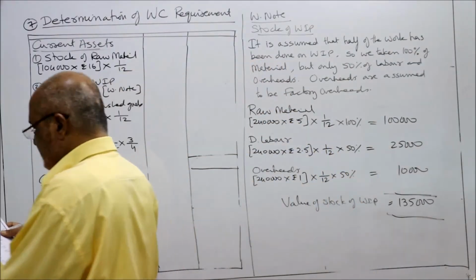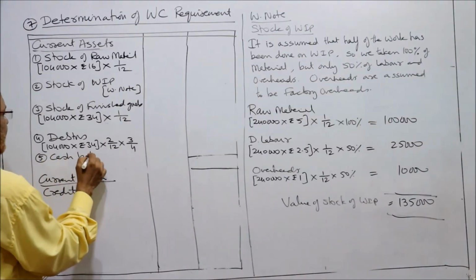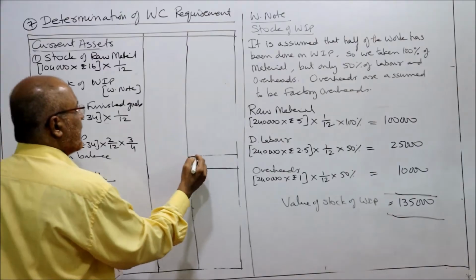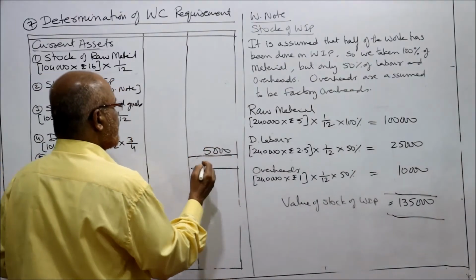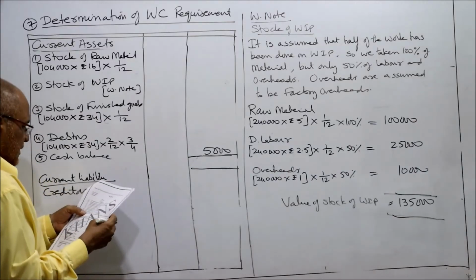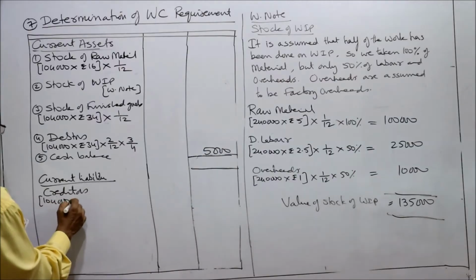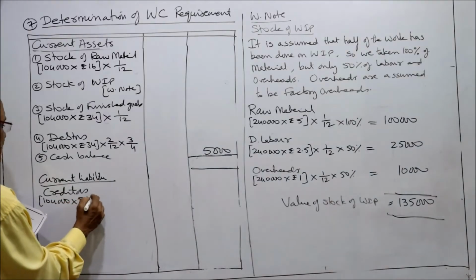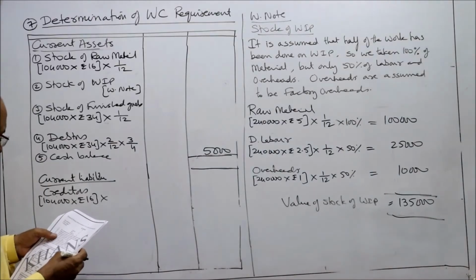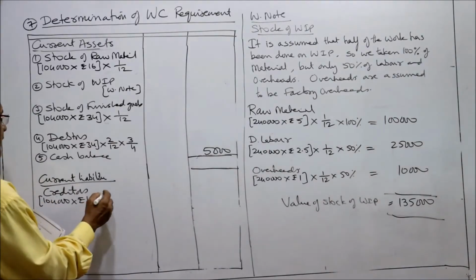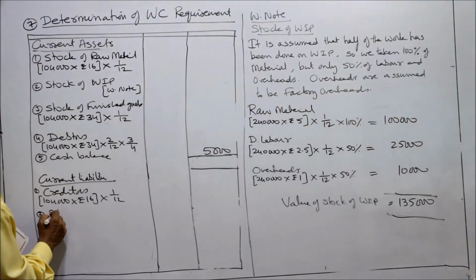डेटार्स हो गया, उसके बाद कैश ऑन हैंड. Cash balance. The cash balance to be maintained is 5,000. 5,000 is the cash balance. Now creditors. 1,04,000 units into 16 into how much time period are we allowing to creditors or suppliers are allowing? 1 month. This is the first one. This is the second one.